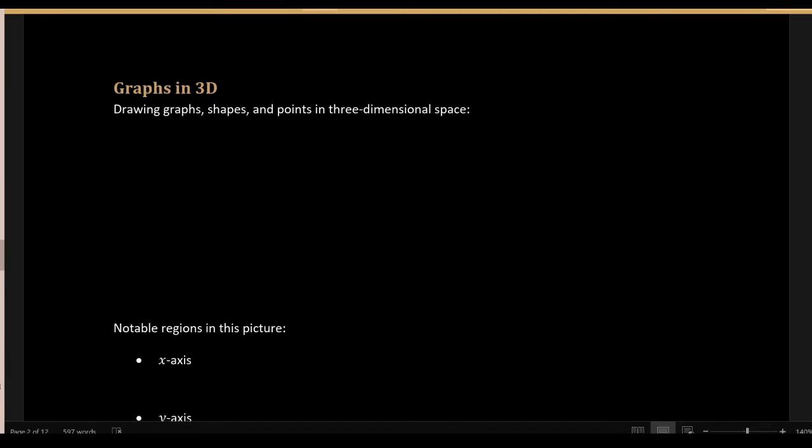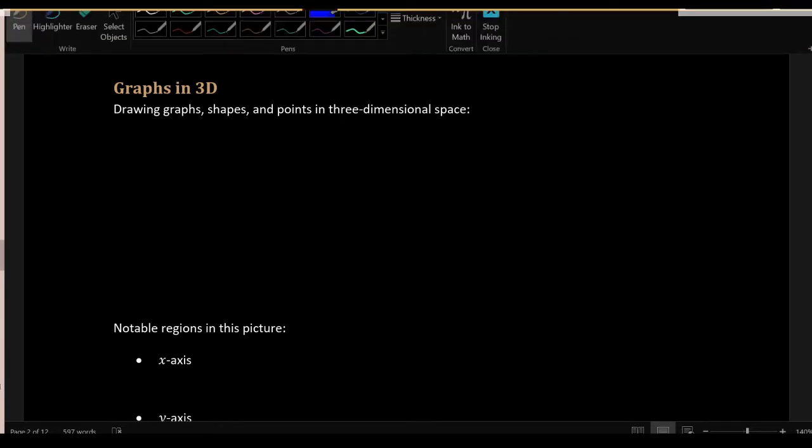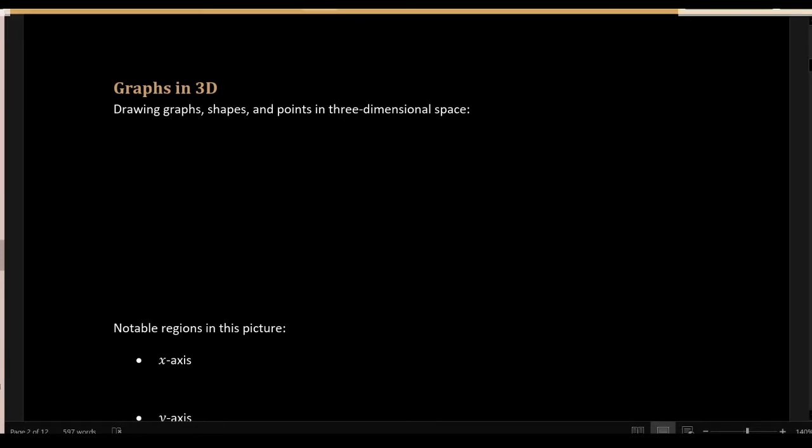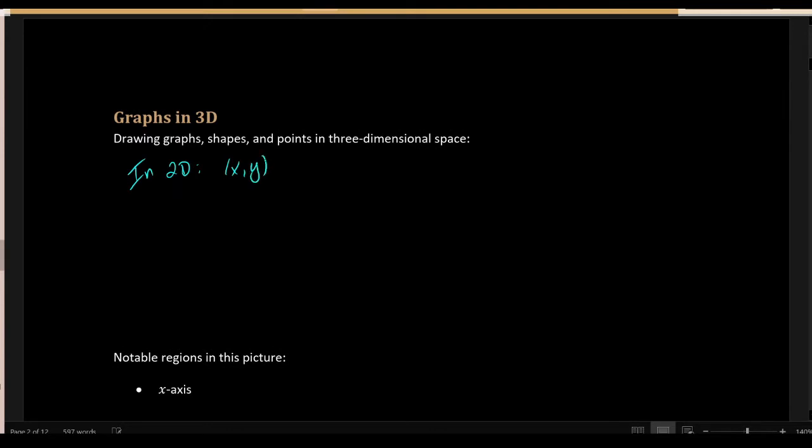Graphs in 3 dimensions. When we were in 2-dimensional space, and our points had 2 coordinates, an x and a y, then we could have 2 axes. We had a horizontal axis represented by the variable x, and we had a vertical axis represented by the variable y. The number in the x's position told you how far and in what direction to travel along the x-axis.